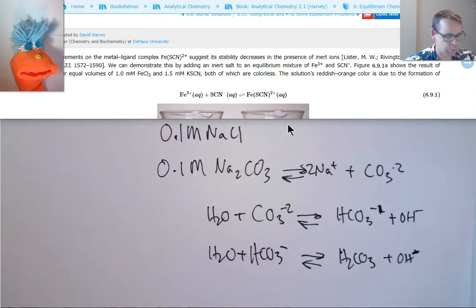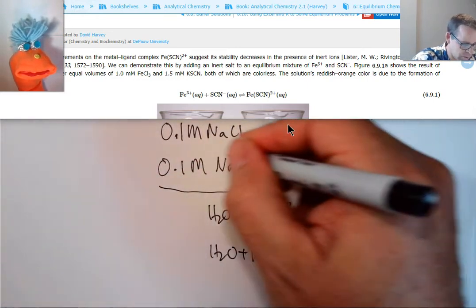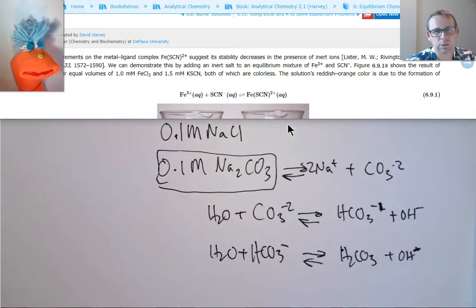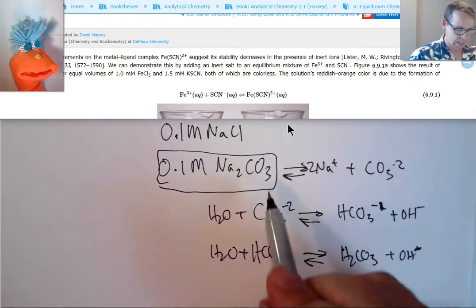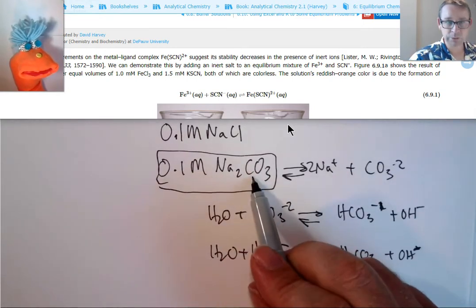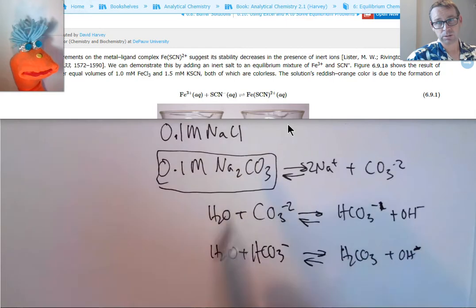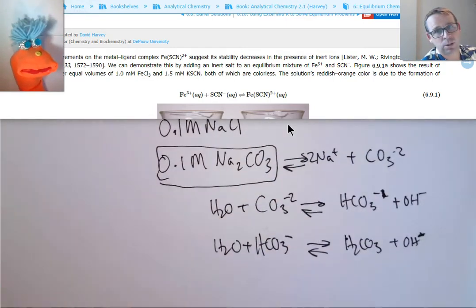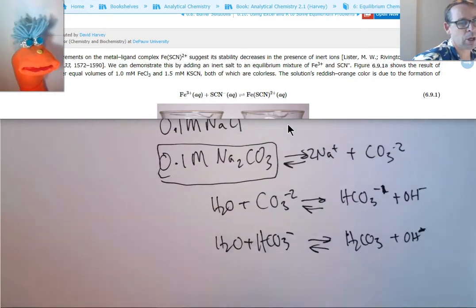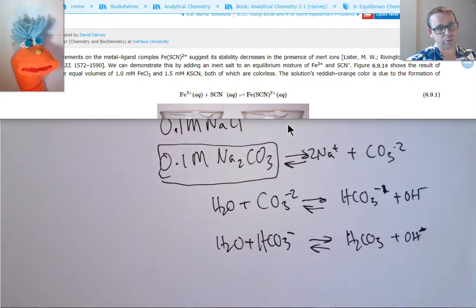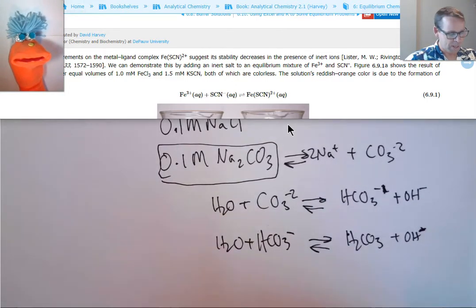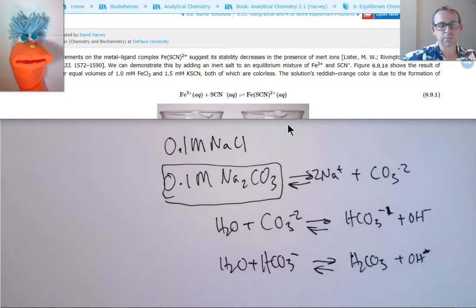So, yes, putting sodium carbonate into solution makes the solution basic because you're adding the sodium salt of a conjugate base, the conjugate base of a weak acid. The sodium salt of the conjugate base of a weak acid. Okay? But how does that help us with understanding sodium chloride?